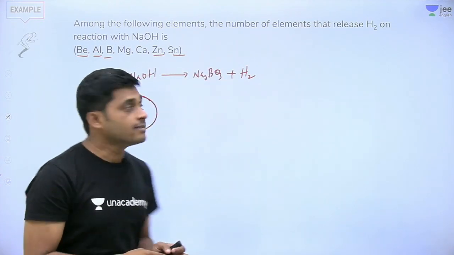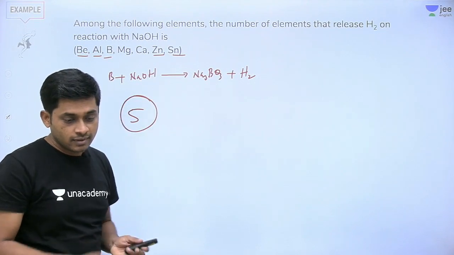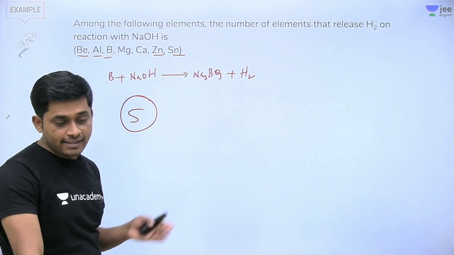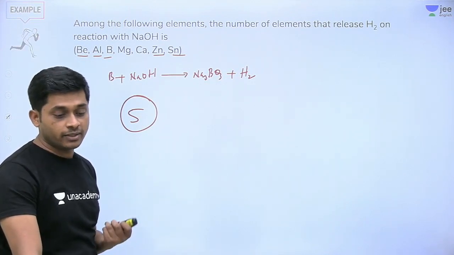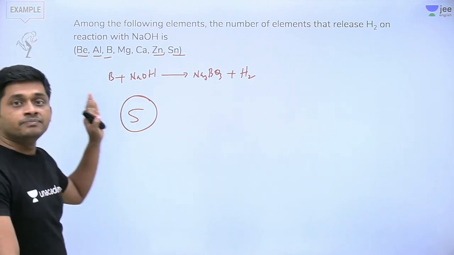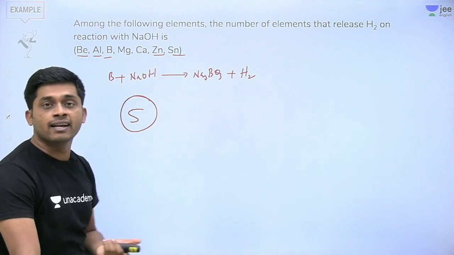Metals, amphoteric metals, but non-metal also there. One non-metal, boron. Amphoteric are those which react with acids as well as bases. Fine, very good. Right? Understood the question? Boron reacts, beryllium, aluminium anyways react, Zn, tin reacts.